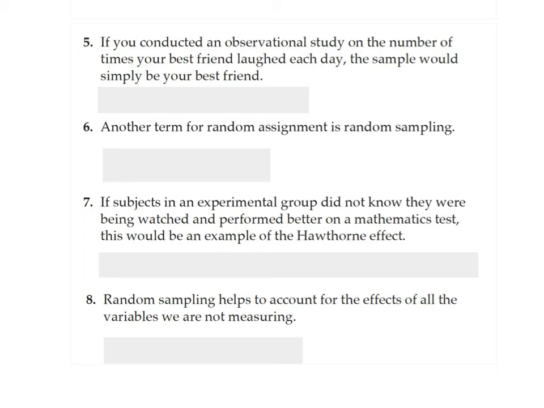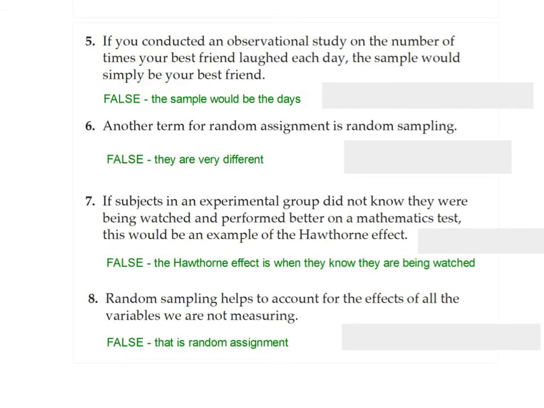Okay, same thing on this page. Go ahead and read through these scenarios and put whether you think they're true or false. Okay, number 5, that is false. The sample would be the days. Number 6, that is false. Random assignment and random sampling, they're very different. Number 7, that's false. The Hawthorne effect is called that when they know that they're being watched. And then number 8, it is false. That is an example of random assignment, not random sampling.